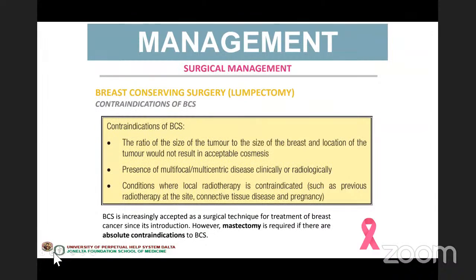Okay. So some contraindications: the ratio of the size of the tumor will leave unacceptable cosmesis, presence of multifocal or multicentric disease, you don't conserve, or local radiotherapy is contraindicated such that you cannot leave some parts of the breast behind. Okay?